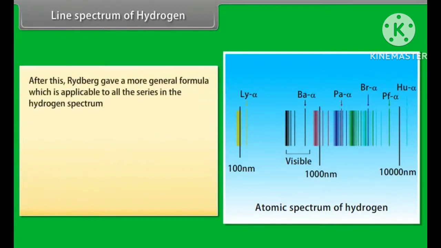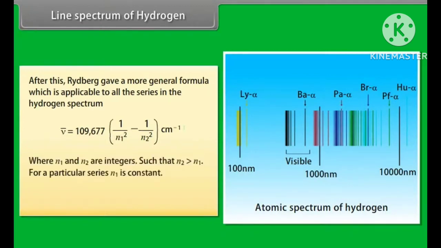After this, Rydberg gave a more general formula, which is applicable to all the series in the hydrogen spectrum. Wave number is equal to 109677 into (1 by n1 square minus 1 by n2 square) per centimeter, where n1 and n2 are integers such that n2 is greater than n1. For a particular series, n1 is constant. The value 109677 per centimeter is called Rydberg constant for hydrogen.